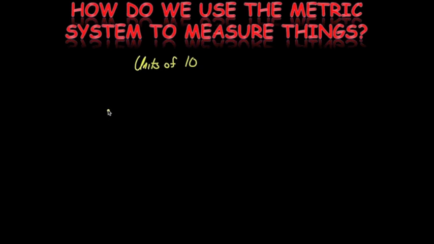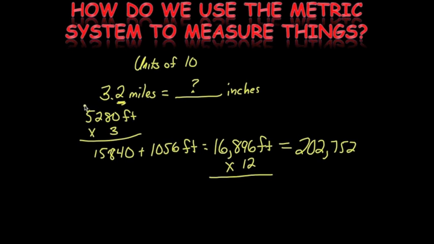For instance, there is much more work involved in converting 3.2 miles into inches. Think about that for a second. In order to calculate this, you have to know several things. First, you have to know that there are 5,280 feet in 1 mile. Then you have to multiply that by 3. Then you have to calculate 20% of a mile. And then you have to add them together to end up with your total number of feet, 16,896. And you're not done yet.